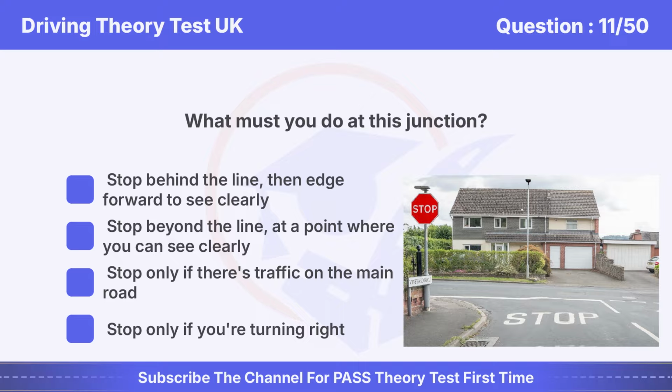Question 11. What must you do at this junction? Option A. Stop behind the line, then edge forward to see clearly. B. Stop beyond the line, at a point where you can see clearly. C. Stop only if there's traffic on the main road. D. Stop only if you're turning right. Answer is A. Stop behind the line, then edge forward to see clearly.